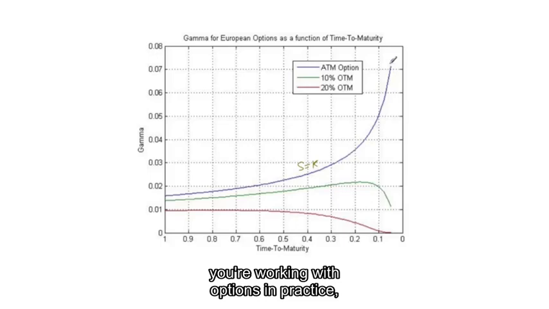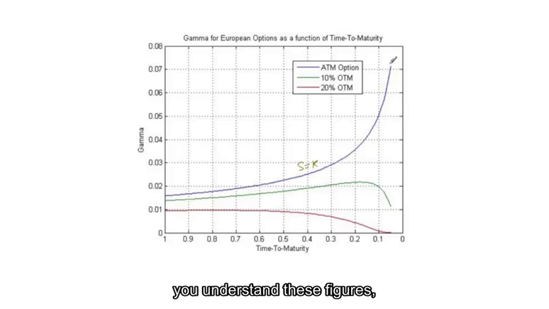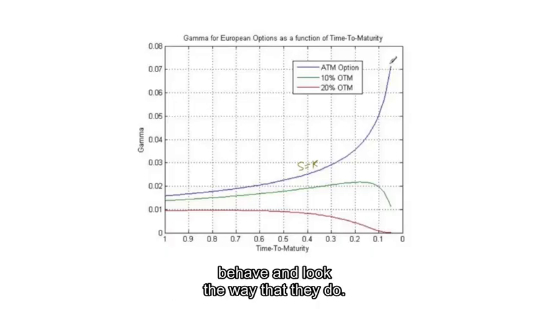The red curve, corresponding to a 20% out of the money option, has actually turned earlier than the green curve because it's 20% out of the money, it's further away, and so it's becoming less and less likely to be exercised at an earlier point than this green curve here.